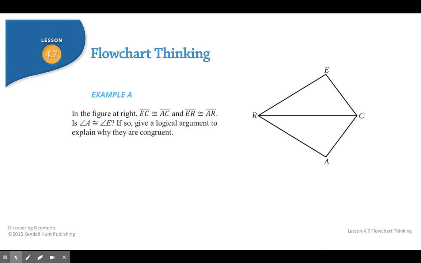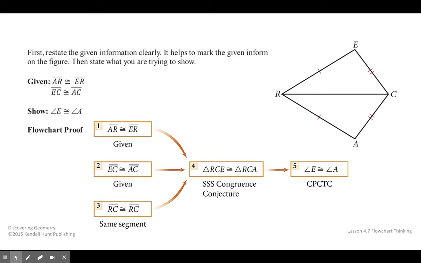Here, we're going to try to prove that angle A and angle E are congruent. They tell us AC is the same as EC, ER is the same as AR, and we can use RC to show reflexive, and then we can use side, side, side to show the triangles are congruent, which means angles A and E are congruent. So that's our basic idea.